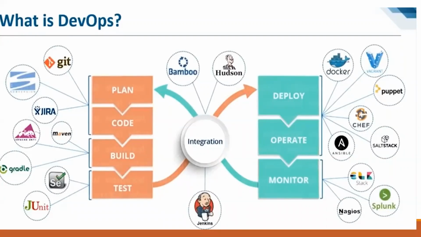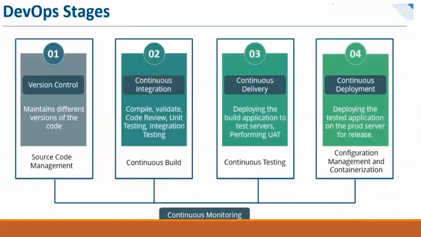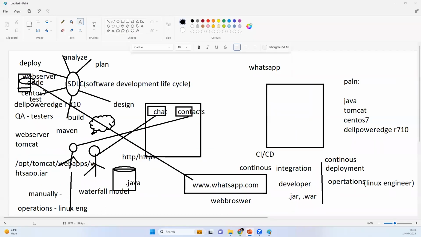So what are the DevOps stages? The DevOps stages are version control, continuous integration, continuous delivery, and continuous deployment. What tools are used to achieve this? Version control maintains different versions of a code.